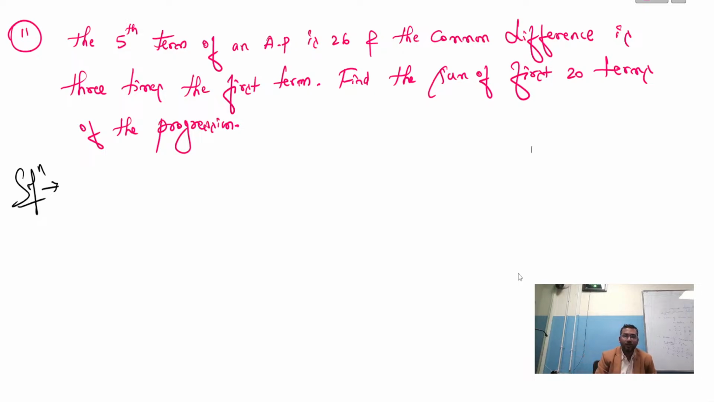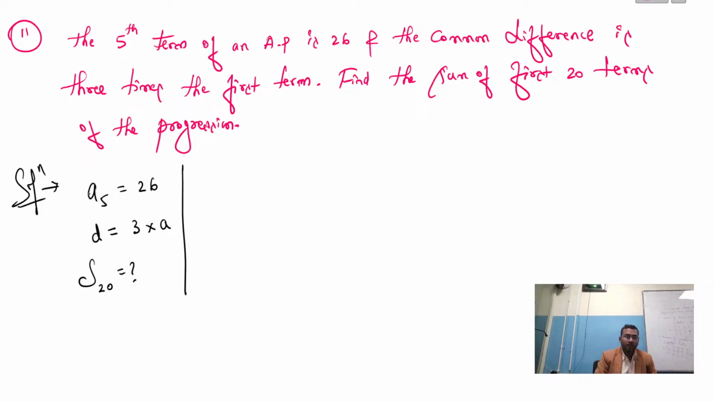Let me continue this class without wasting much time. Now the question is, the fifth term of an AP is 26. Fifth term A5 is 26. And the common difference, that is the D value, is 3 times the first term, that is 3 into A. Find the sum of the first 20 terms, that is S20. They are asking us to find that.